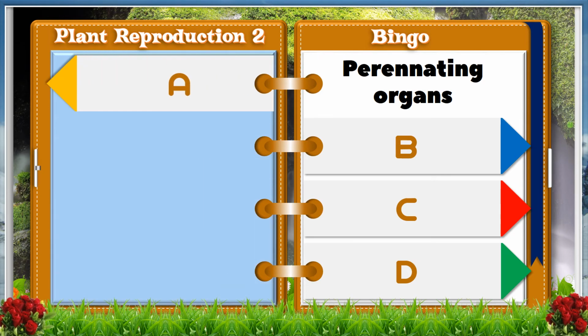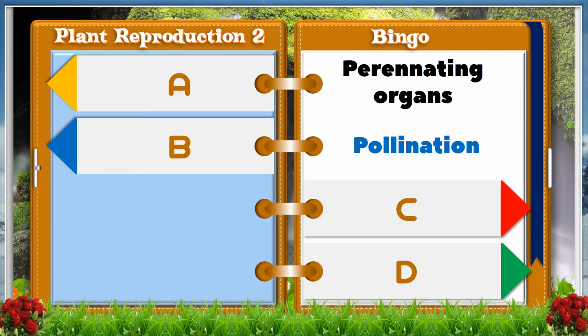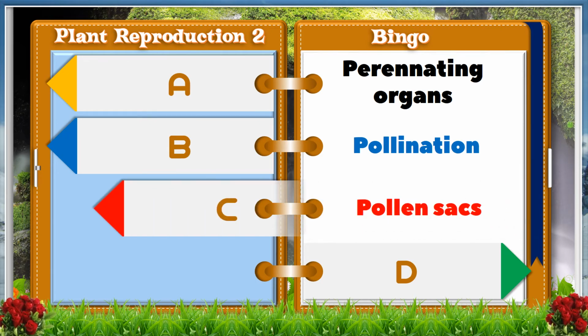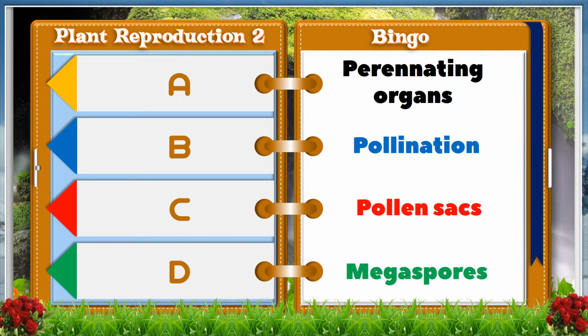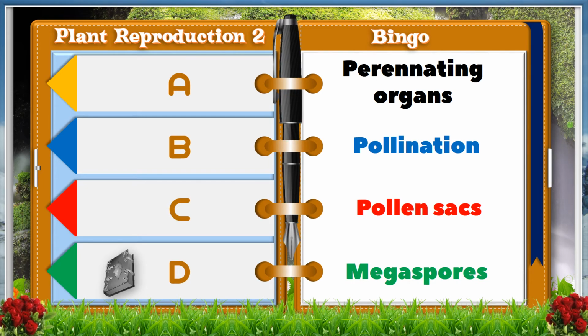A. Pollinating organs. B. Pollination. C. Pollen sacs. D. Megaspores. And the answer is megaspores.